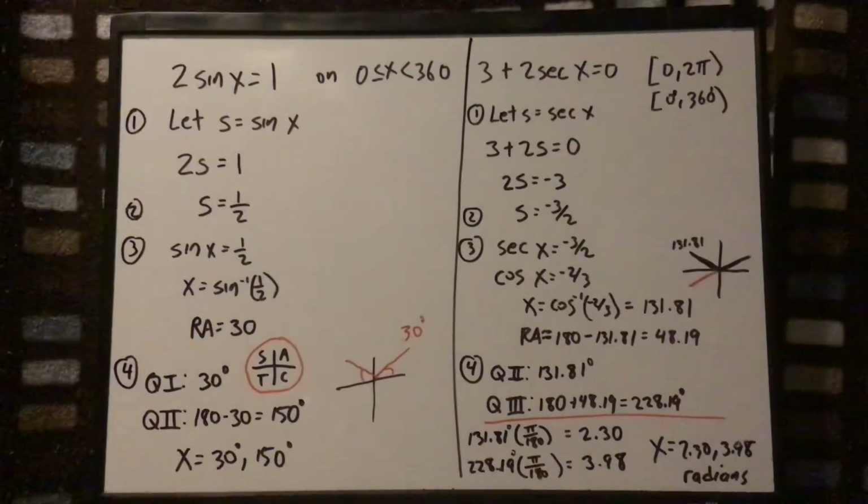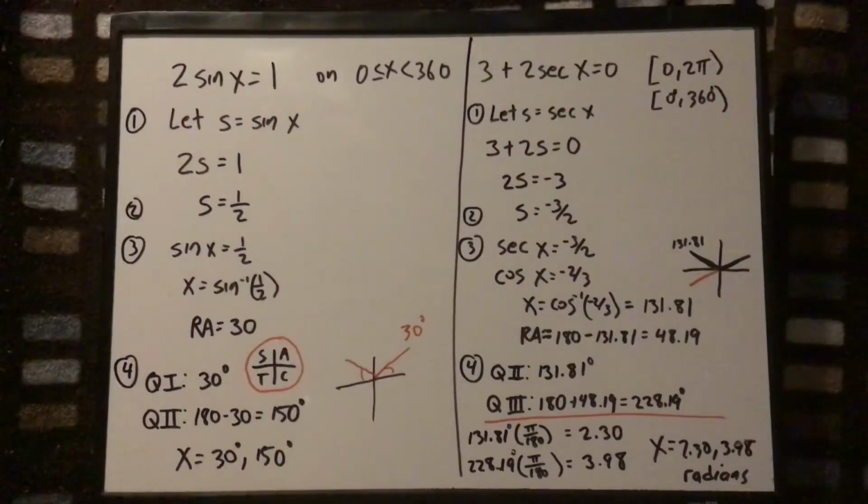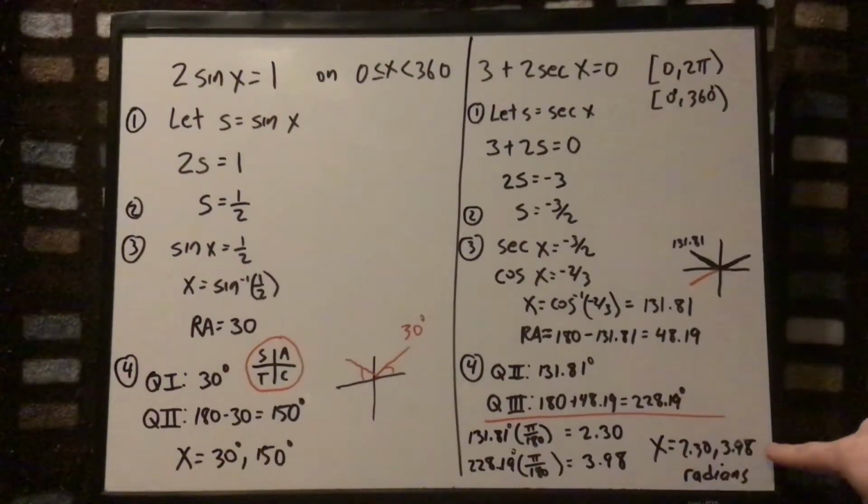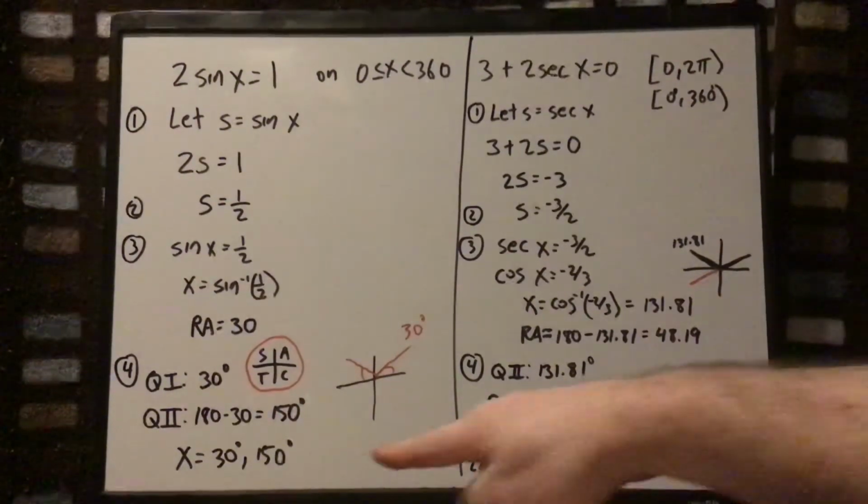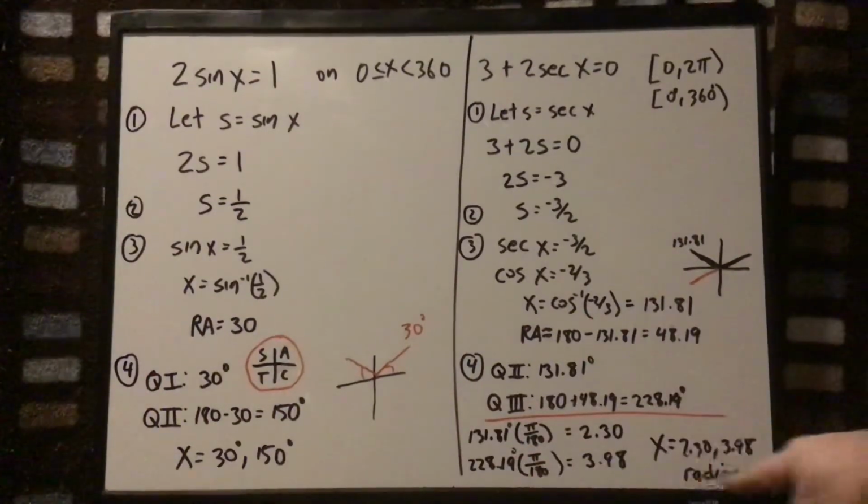So 131.81 degrees is 2.30 radians rounded to the hundredth, and 228.19 degrees is 3.98 radians. So this step is necessary because they wanted the answer expressed in radians. So what are my answers in radians? 2.30 and 3.98. So when you're done, you should state these x equals actual answers.